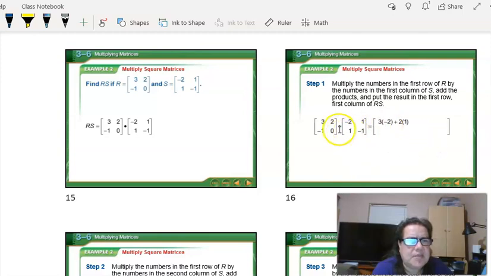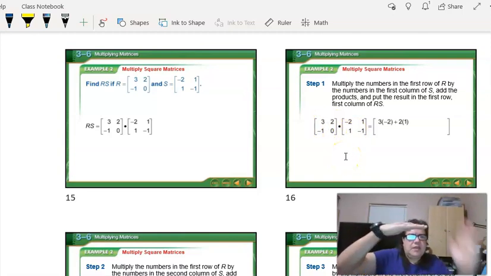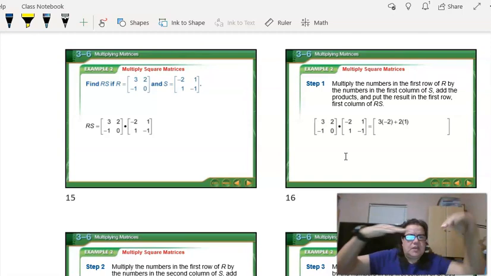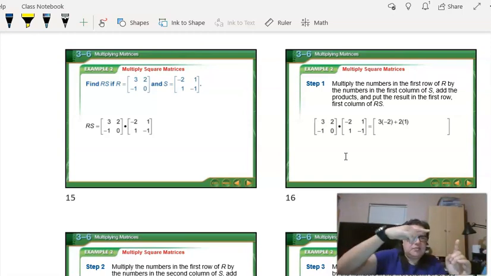And here they give you the example. You're going to take the 3 times the negative 2 and put it there, and then add the 2 times the 1. Notice how in one you're going this way, and in the other you're going down this way.